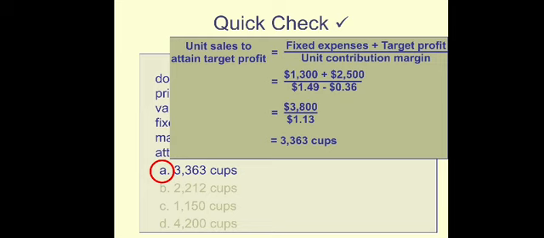And also, the question can ask you how many dollars of sales the business has to make to achieve the target profit. If the question asks you how many dollars of sales, then it is easy to answer. So the answer is 3,363 cups times $1.49. So you will get the number of dollars of sales that the business has to make to achieve the target profit.